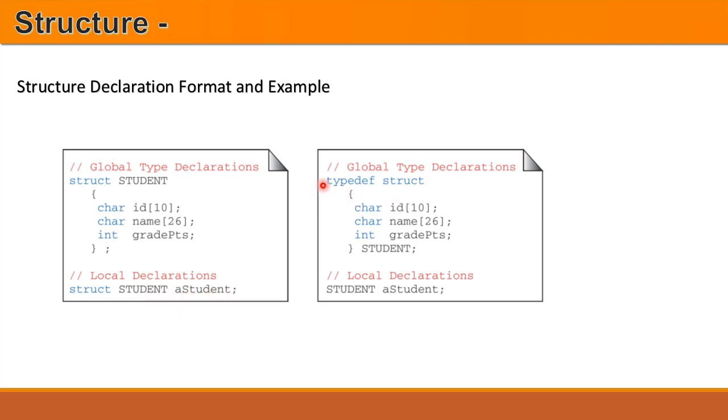In the same way, if we are defining the structure using typedef, then we have to define a global type declaration as typedef struct and the structure, and finally the type that we have created, the student. And the local declaration requires only the type name and the variable. Just the way we create a new variable, in the same way we have to create this local variable using this structure name and a student. So this is the difference between the two methods of the structure declaration.